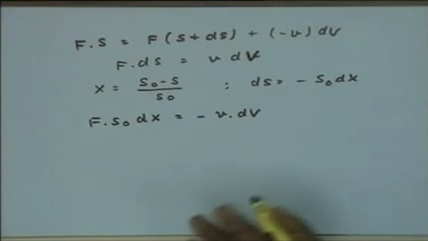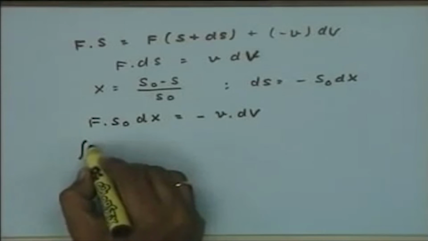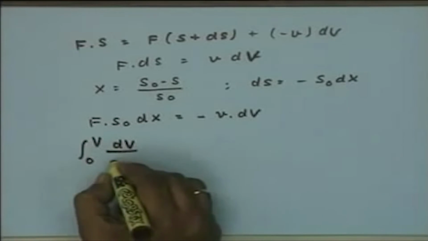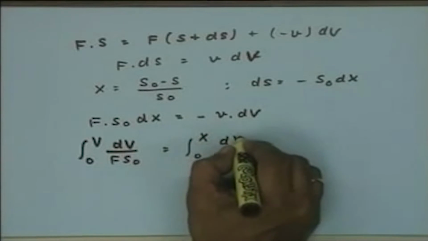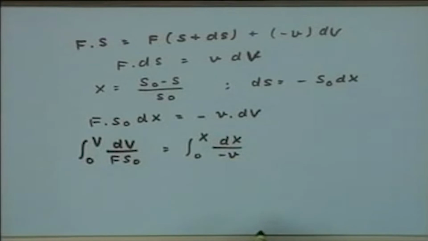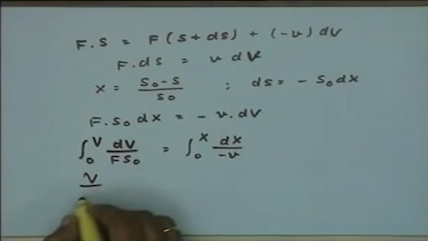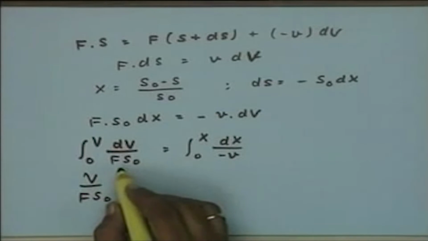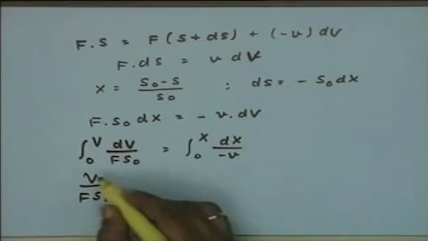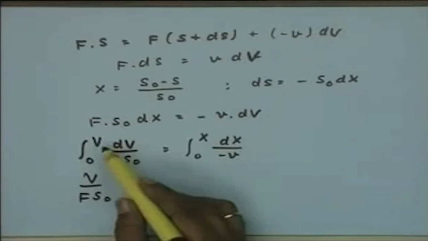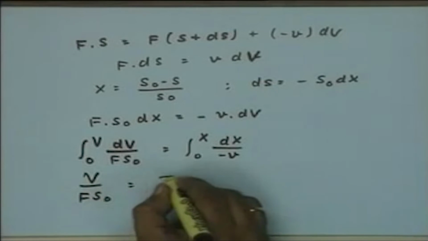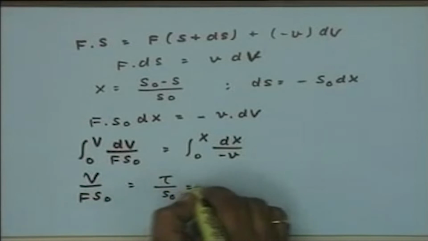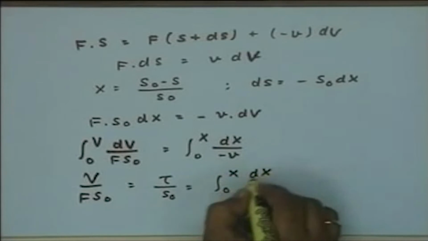Now, you can integrate this, and the integrated form will give you 0 to V dV over F S naught will be equal to 0 to x dx over minus v, or V upon F S naught, because feed rate is constant, substrate concentration is constant, and so the definite integral comes to V upon F S naught, and that is essentially V upon F is tau, so tau upon S naught equal to 0 to x dx over minus v.